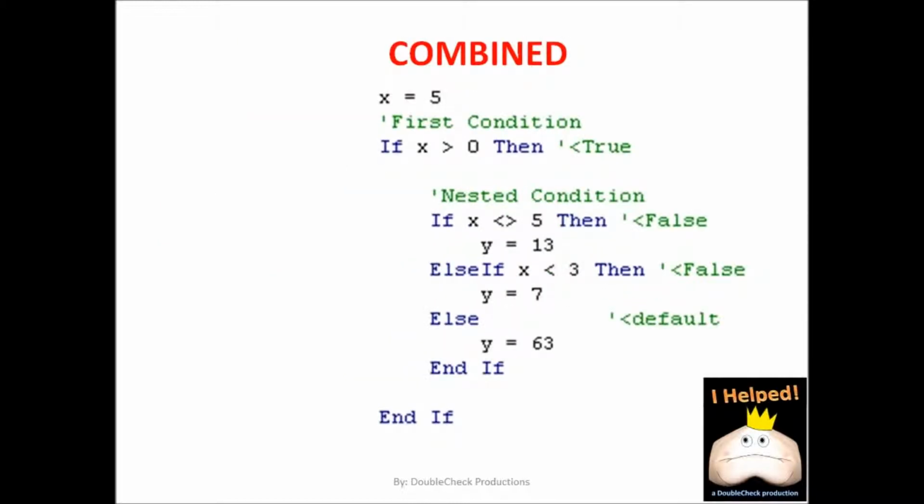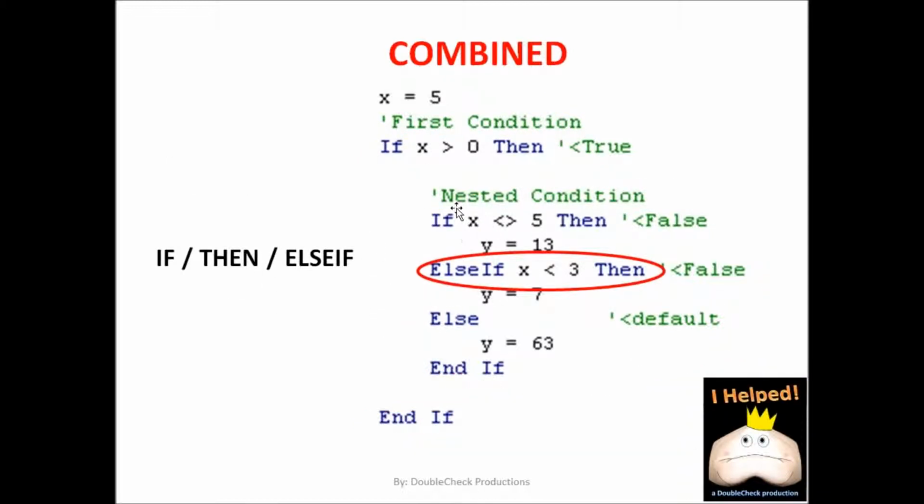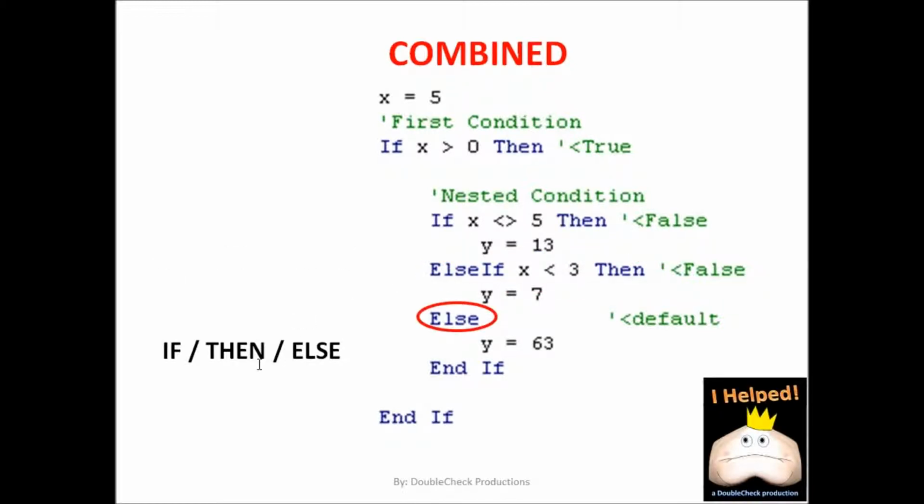Okay, so now we're actually going to combine some of our conditional statements. We're going to start off with x equals 5, and the first thing I want you to notice is that we actually have a nested statement here. So if you notice, we have our first condition, then we have a nested series of conditions. Next thing I want you to notice is that we actually have an else if statement in there. And then finally, we do have a default value.